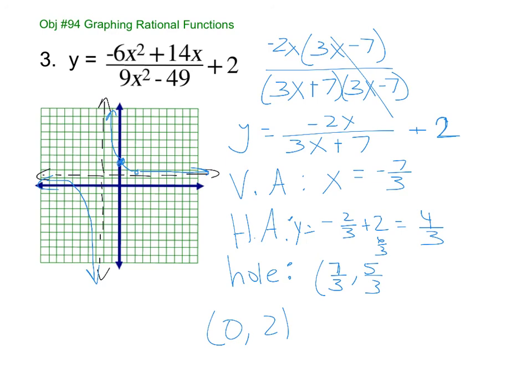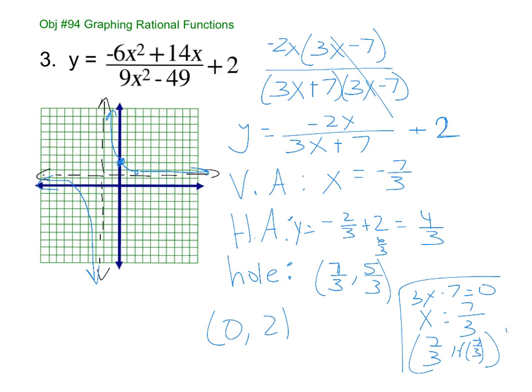That's it. So cancel out the 3x minus 7, right? The thing that canceled, set that equal to 0. You get 7/3. Then you plug into what you get after you cancel out. So f of 7/3, and that's the hole. That's where your hole is in the graph. Okay, that's it.